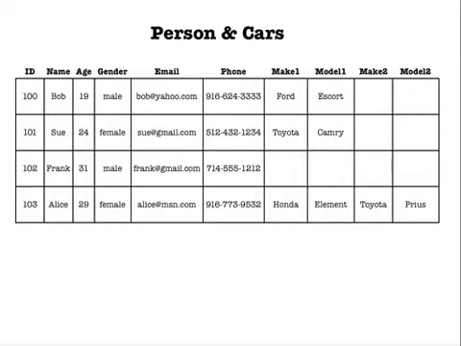The third option would be to add two more columns to the table. Let's rename the first two as Make 1 and Model 1, and add two more columns, Make 2 and Model 2. For those people that own only one car, the data about the second car will be left blank.